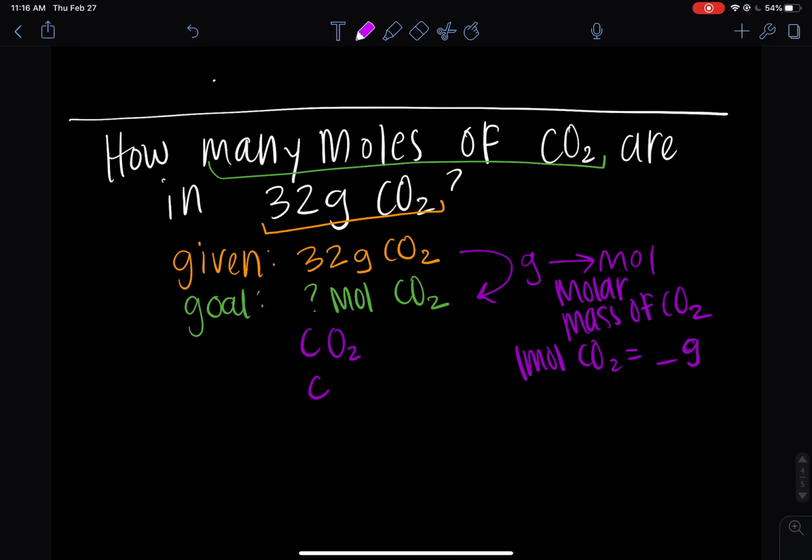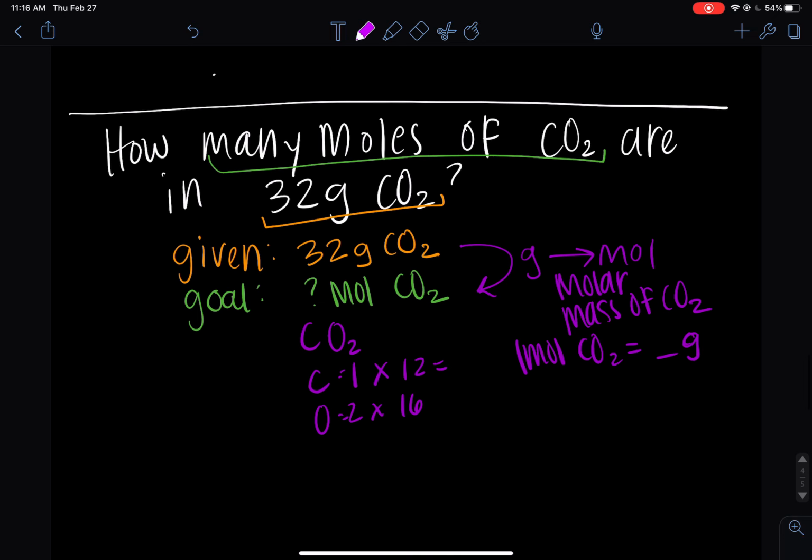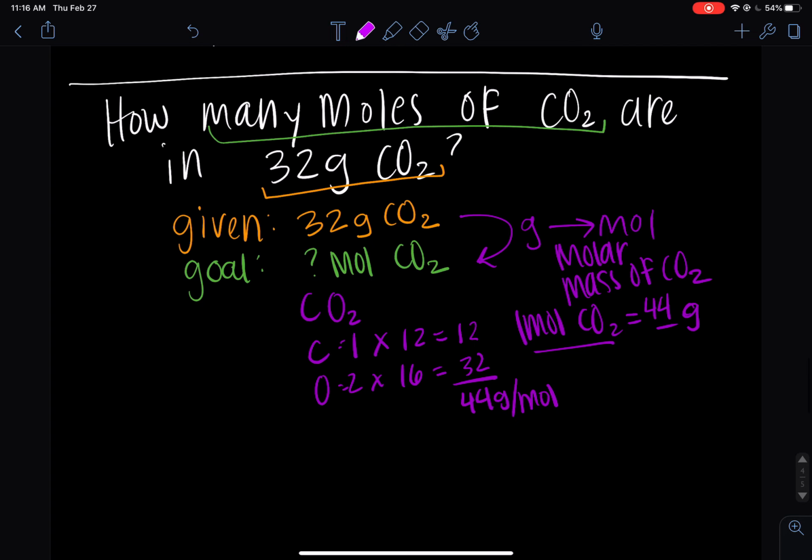So I have CO2, so I have 1 carbon, and I have 2 oxygens. So I multiply how many I have by my mass. Carbon is 12, oxygen is 16. So I have 1 times 12 is 12, 2 times 16 is 32. Add these together and you get 44 grams per mole. Okay, so 1 mole of carbon dioxide is equal to 44 grams. So I can use this conversion factor as 1 mole over 44 grams, or I can flip it and say 44 grams over 1 mole.